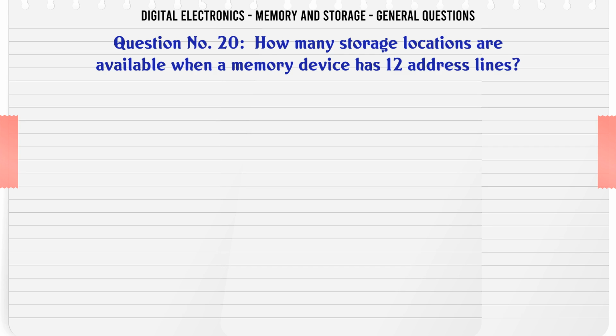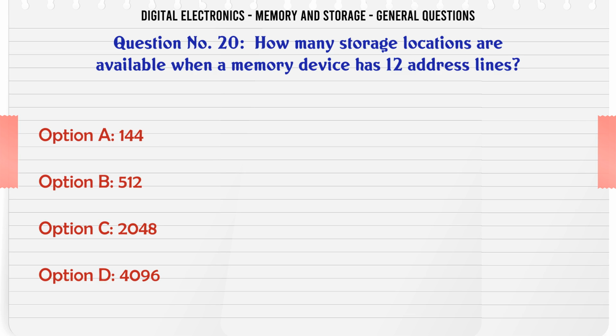How many storage locations are available when a memory device has 12 address lines? A. 144, B. 512, C. 2048, D.